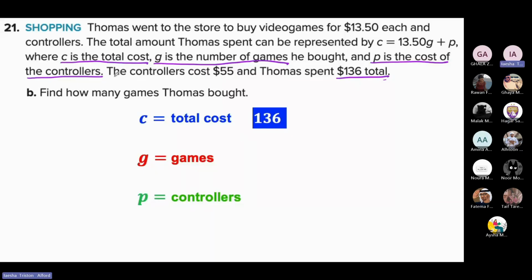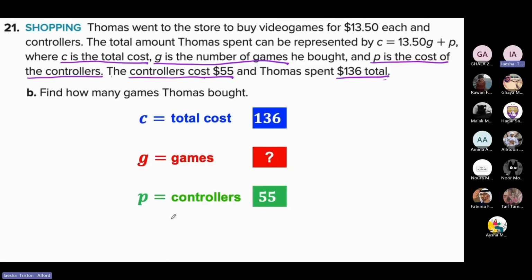What else did they tell you? The controller cost is 55. Controllers 55. Do we know the games? No. So put question mark. That's part 2. Write the meaning of the variables and what is the meaning of the numbers.